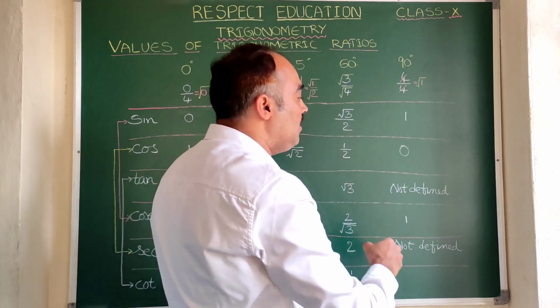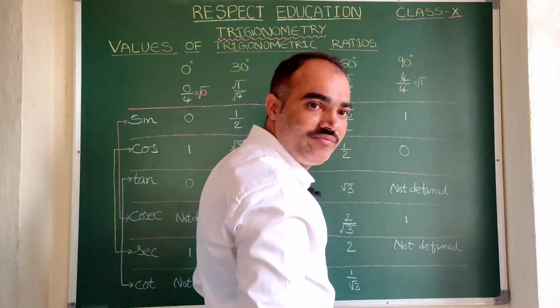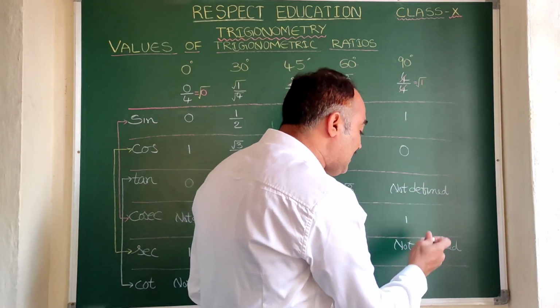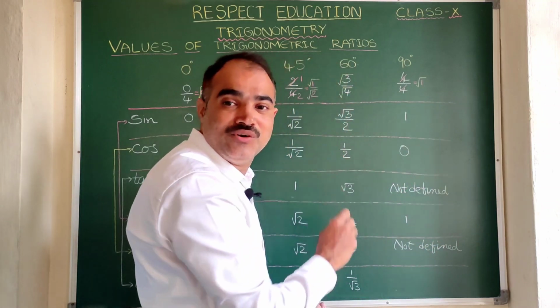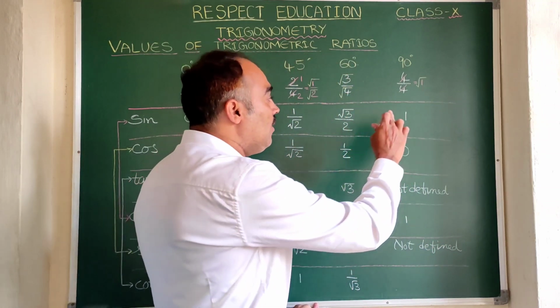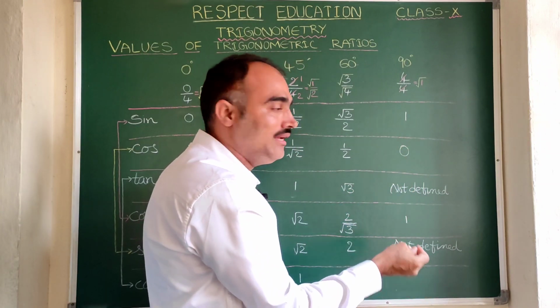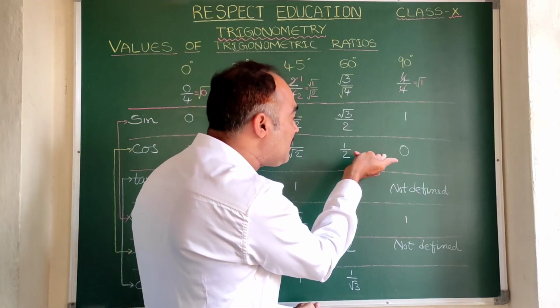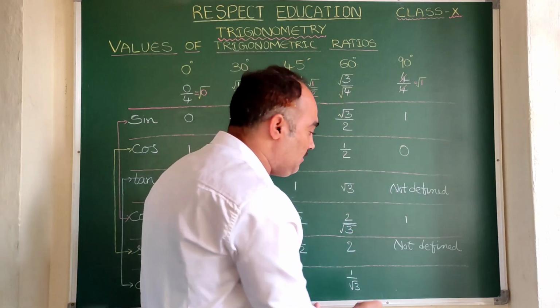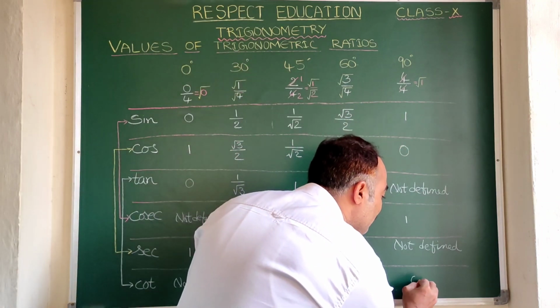Here you observe, what is tan 90? Not defined. What is cot 90? 1 by not defined is what? Simple: 1 by 0 is not defined, so 1 by not defined is 0. Because 1 by 0 is not defined, let us make it reverse. 0 by 1, 0 by 1 is 0. Is it clear?